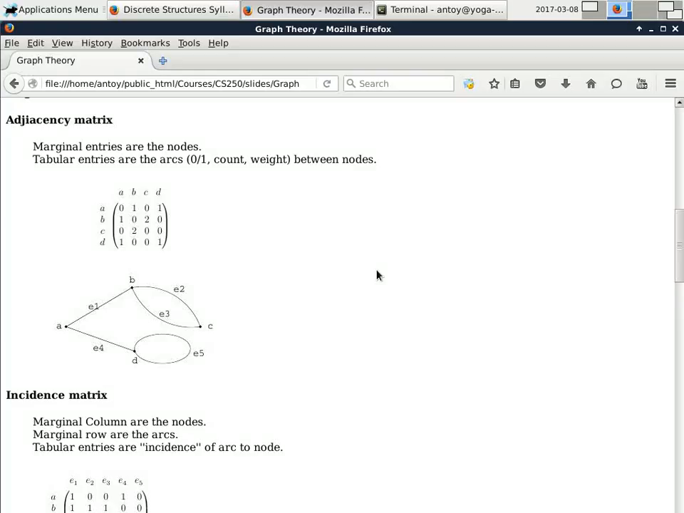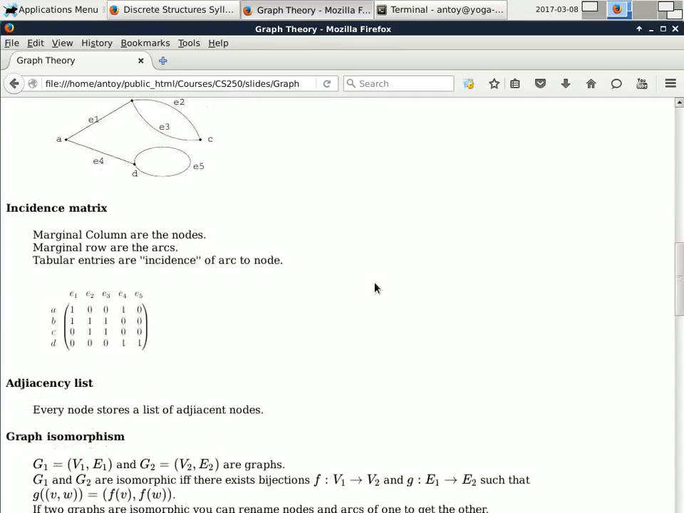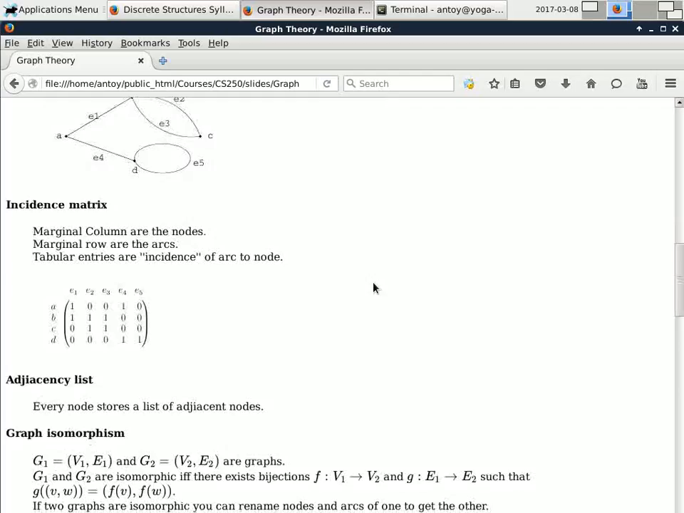All right, and then we have the incidence matrix, where for every edge we mark which nodes the edge connects. So, for example, looking at that image, you see that E4 goes from A to D. So, if you look here, E4, you find the 1 in AD because A and D are the nodes that are connected.